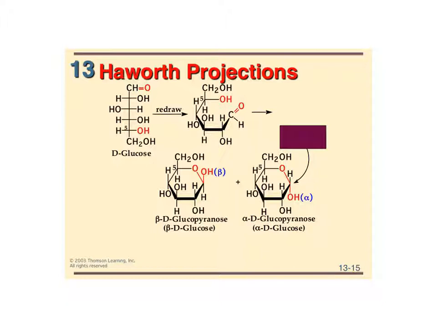The D, once again, just came because it was originally from a D sugar, and then the beta versus the alpha. Again, the beta is because it's on the same side as the scorpion's tail, and alpha is on the opposite. The carbon that got attacked has a special name. Does anyone from organic chem remember what that name was called? Anomeric. It's the anomeric carbon.